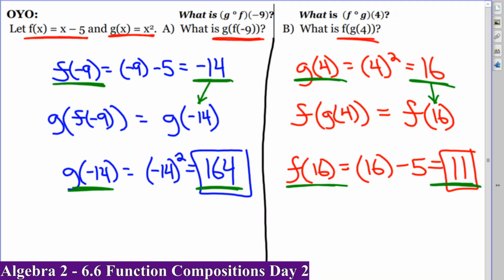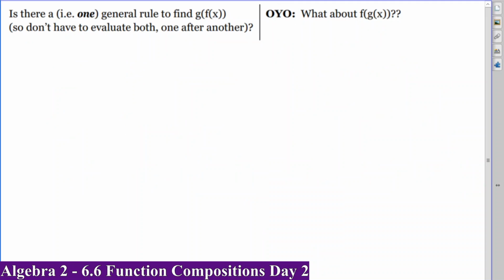Okay? So we've used these functions, f of x equals x minus 5 and g of x equals x squared, and what we've done is we've evaluated them for specific values of x. But what if I wanted to have the ability to evaluate them for any value of x? We can find a general rule for both g of f of x and f of g of x.